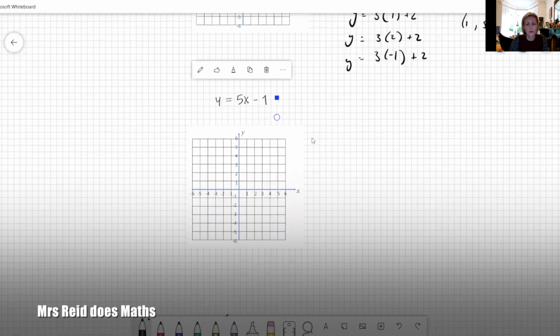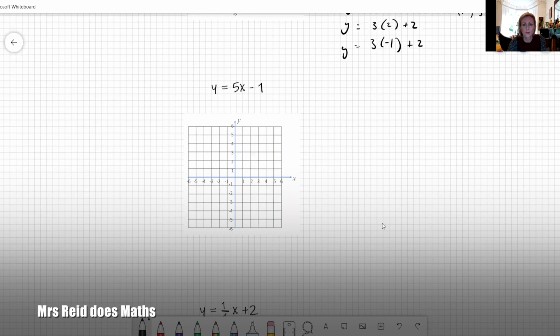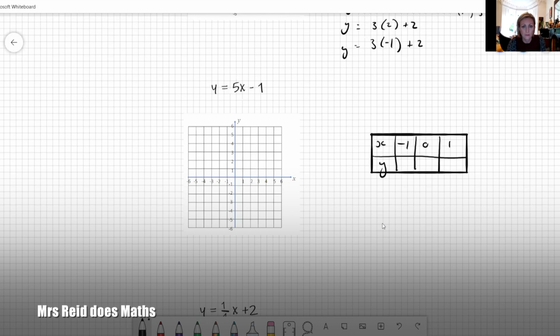Okay, so y equals 5x minus 1. So I'm going to be smart this time and choose negatives and positives that are small because I know I'm going to be multiplying by 5. So I'm going to choose negative 1, 0, and 1 again. So 5 times negative 1 minus 1. So that's minus 5. Maybe my smartness didn't pay off. Minus 5 minus 1 is minus 6, which will just fit, no more.